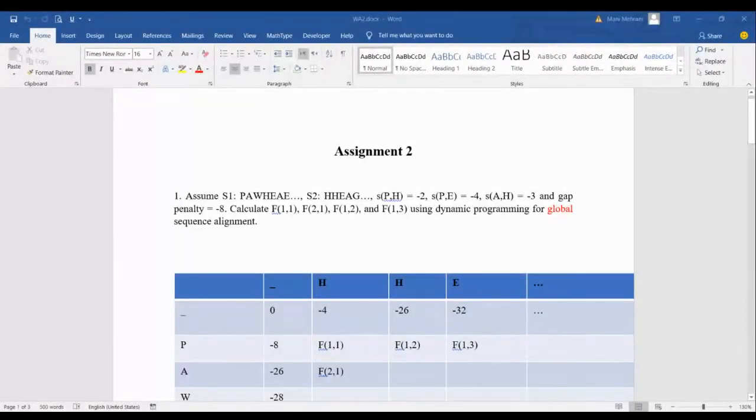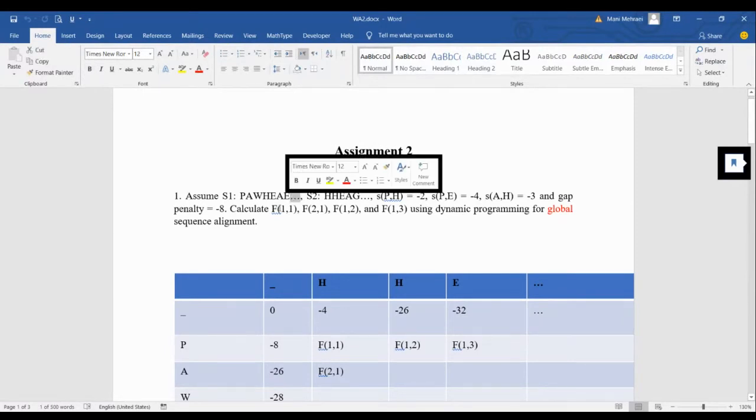Right, so let me explain about the second assignment briefly so that you know how to deal with them one by one. In the first question, we assume that we have two sequences. As you can see, starting from here, I typed 3 dots. It means that the sequence continues. This is very similar to the one that we showed you in the slides.